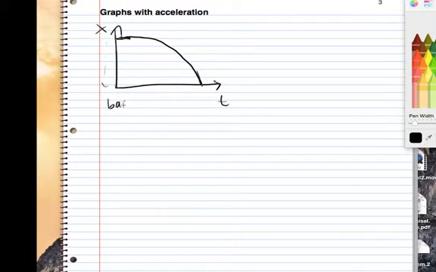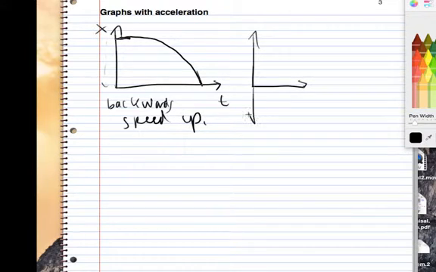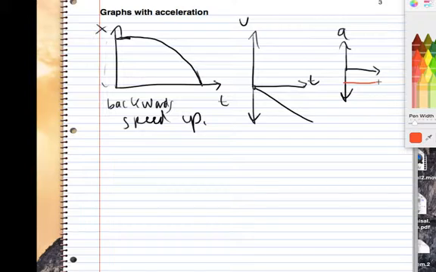So this is backwards, speeding up. The corresponding velocity graph, it's actually going to start at 0, and then I move backwards faster and faster. Finally, my acceleration graph is the slope of my velocity graph, negative slope, negative acceleration.